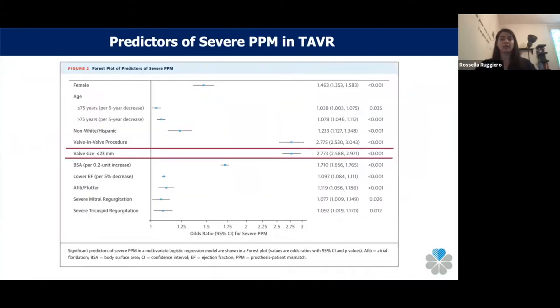They also tried to find the predictors of severe patient prosthesis mismatch, and they found that valve-in-valve procedure and valve size below 23 millimeters were strongly related to the occurrence of severe PPM.